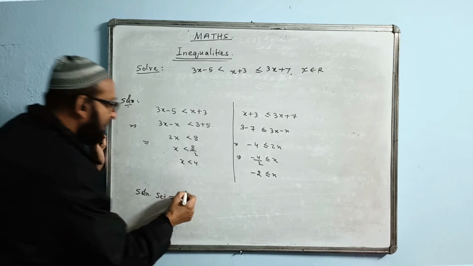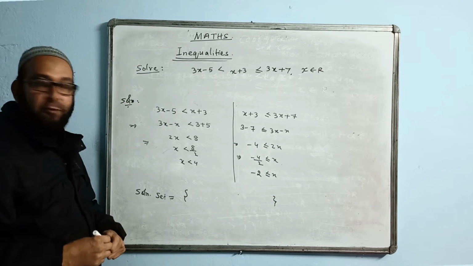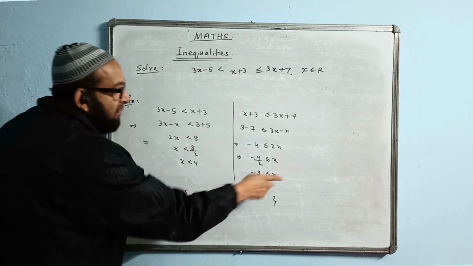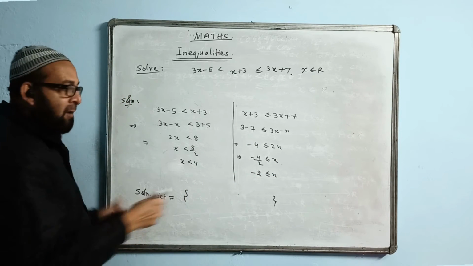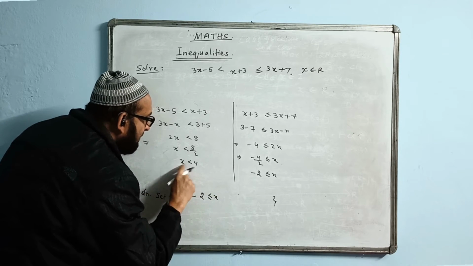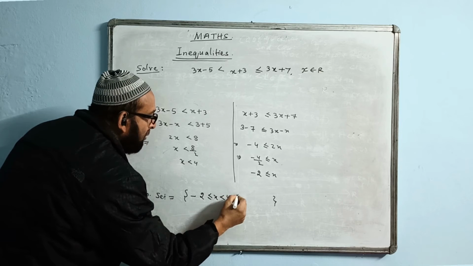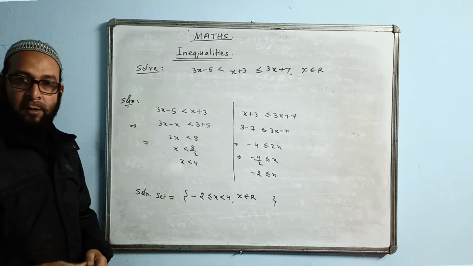Let us put them together and write. While putting them together, because x is here and x is that side, we'll start from this side. This is smaller, no? Minus 2 is smaller than 4. I will start from this side, writing the answer: minus 2 less than x and x is less than 4. I write that x is less than 4 and x belongs to R. Writing it will be in this format.